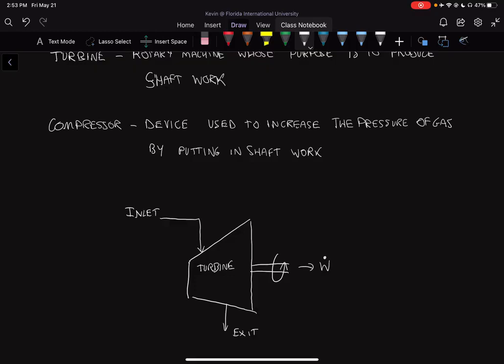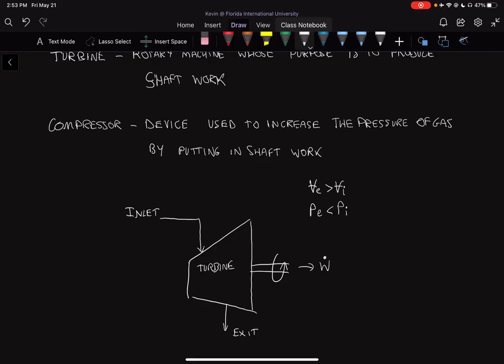Usually for a turbine, we can say that the velocity exiting is greater than the velocity coming in. We can also say that the pressure exiting is less than the pressure coming in. So we're using the turbine to increase the velocity of the fluid as it passes through the system so that we can increase the work.